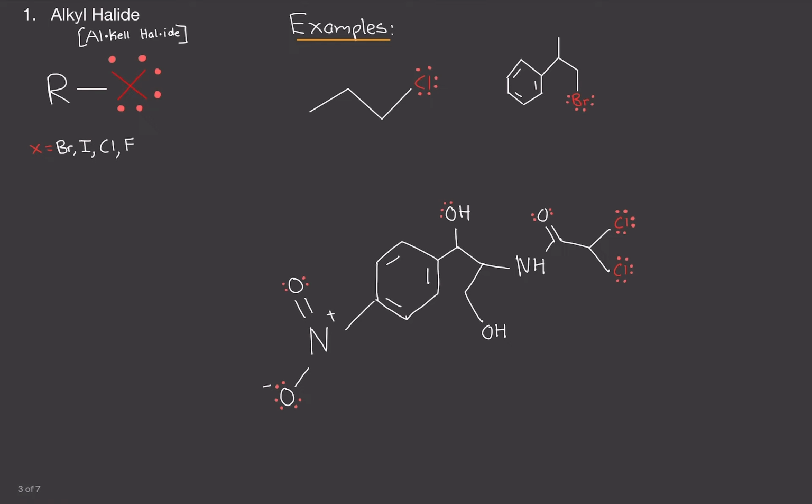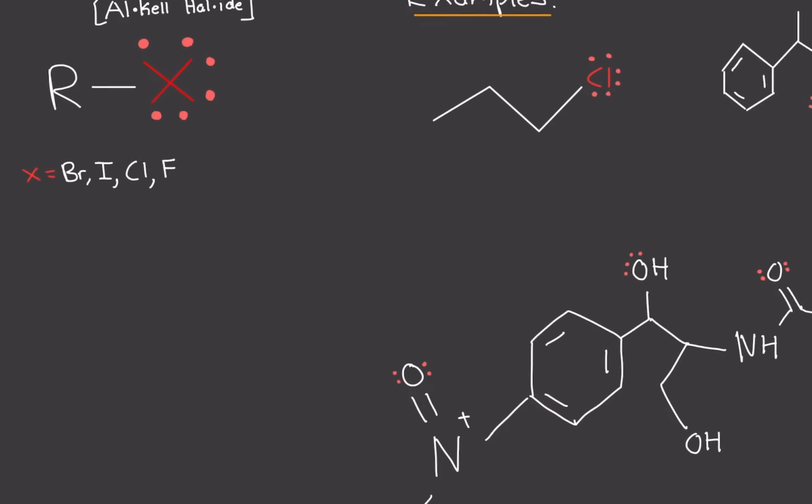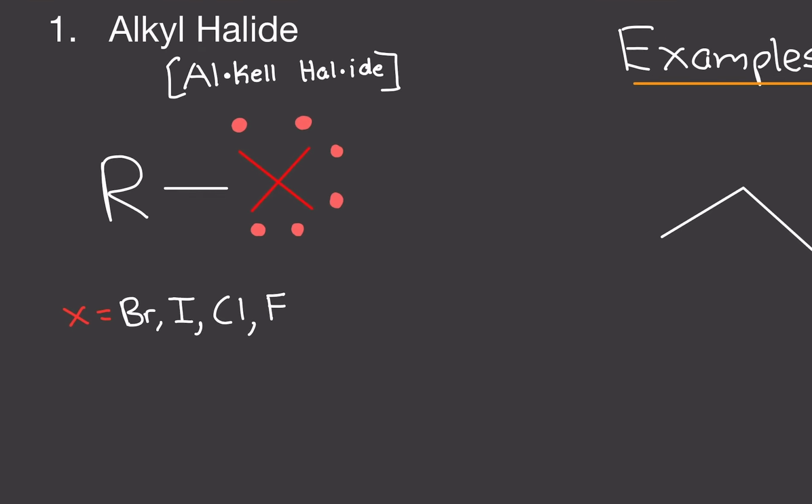So let's do the first one. The first one is called an alkyl halide. An alkyl halide is made up of an R group, so it can be literally anything you want it to be, any combination of carbons, hydrogens, or heteroatoms. But what we care about is the X. The X is a halide. It can be either bromine, iodine, chlorine, or fluorine. It can be any of those.